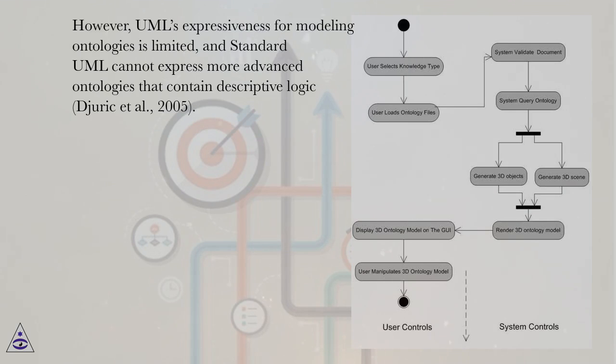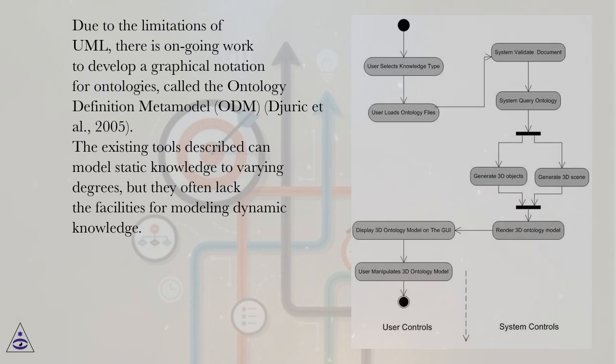However, UML's expressiveness for modeling ontologies is limited, and standard UML cannot express more advanced ontologies that contain description logic (Djurić et al., 2005). Due to the limitations of UML, there is ongoing work to develop a graphical notation for ontologies, called the Ontology Definition Metamodel, ODM (Djurić et al., 2005).